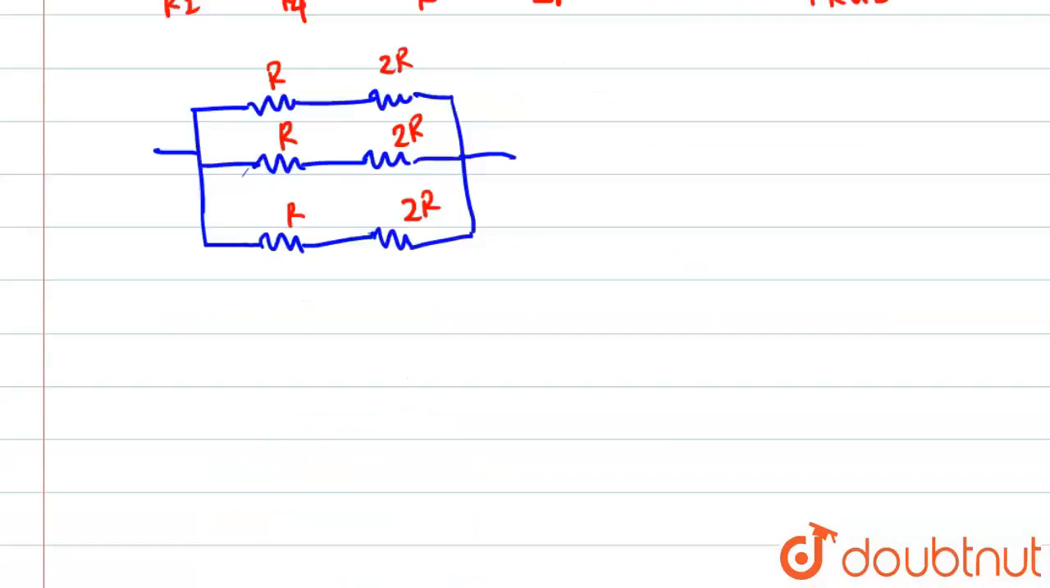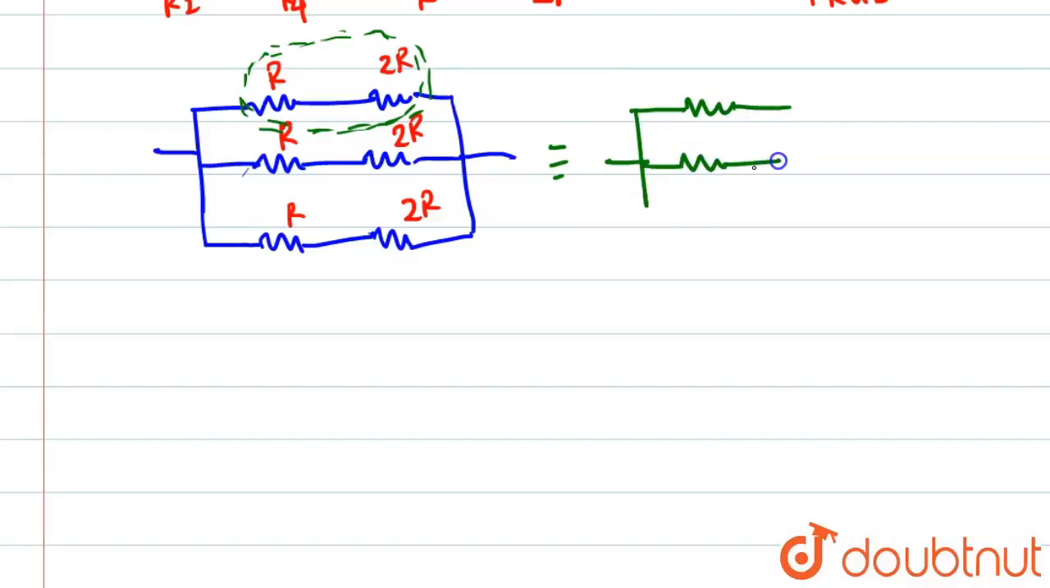Now you can clearly see over here, if we see one branch, it is a series combination. So the equivalent circuit will be three resistances connected in parallel, and the resistances will be 3R, 3R and 3R.